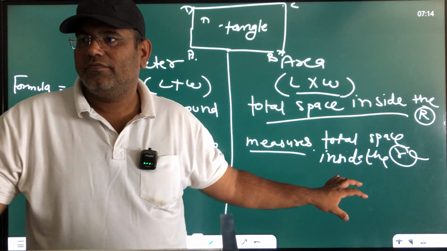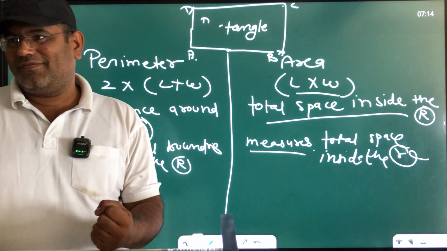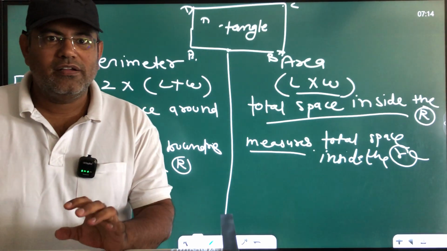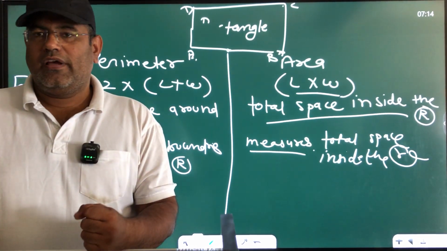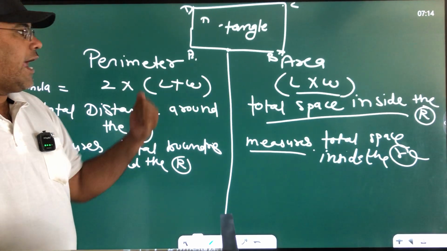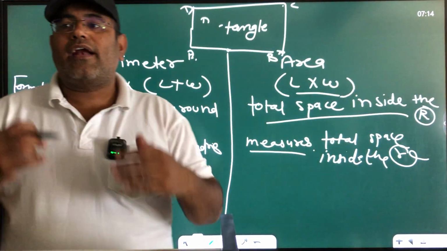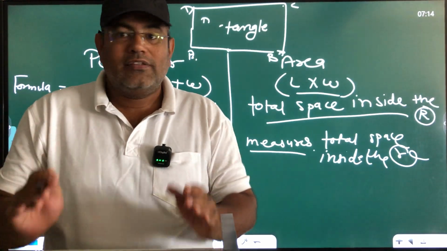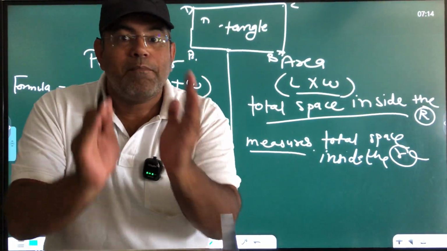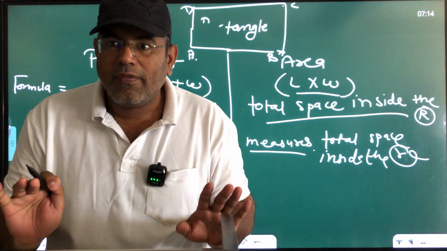Am I clear? Yes. And if we have to find out the boundary distance, the outer distance, in that condition we learn perimeter of rectangles. And if we have to find out the total space inside the rectangle, in that condition we have to learn area. That's the major difference between perimeter and area of rectangles. Am I clear?